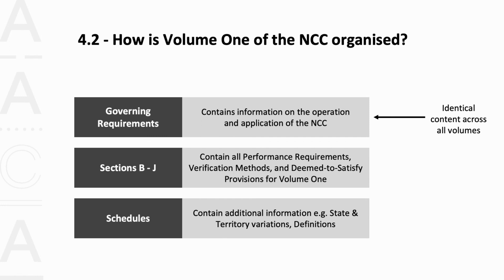Volume 1 contains the same schedules as the other volumes. Most of the text in the schedules is identical across the three volumes, but the contents of Schedules 4 to 11, State and Territory Appendices, varies. As the schedules are more or less the same across all volumes of the NCC, as we have discussed before, we'll go through that in a bit more detail later again.